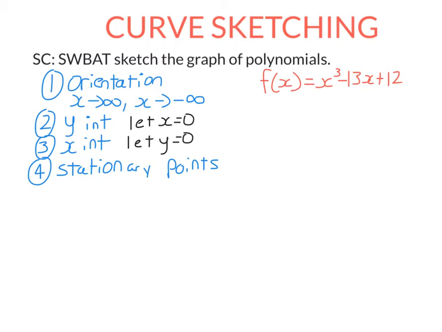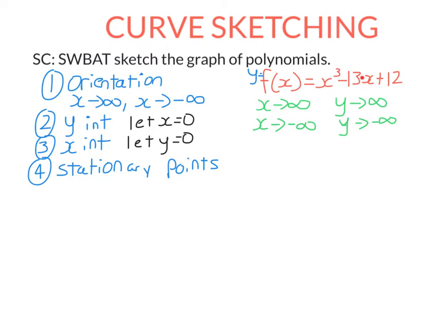So firstly, let's look at its orientation. So what happens as x gets larger and larger, this function just gets larger and larger. So y is just going to go larger and larger. Of course, remember, y and f(x) are exactly the same thing. So as x gets more negative, y is going to get more negative.